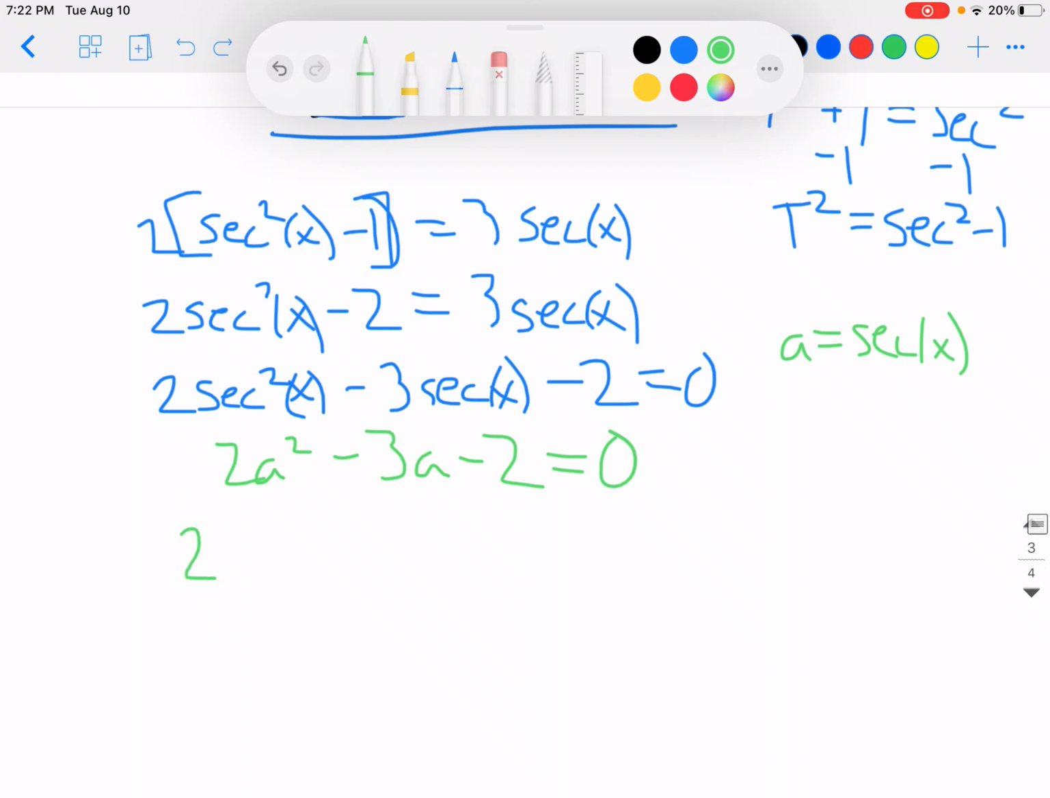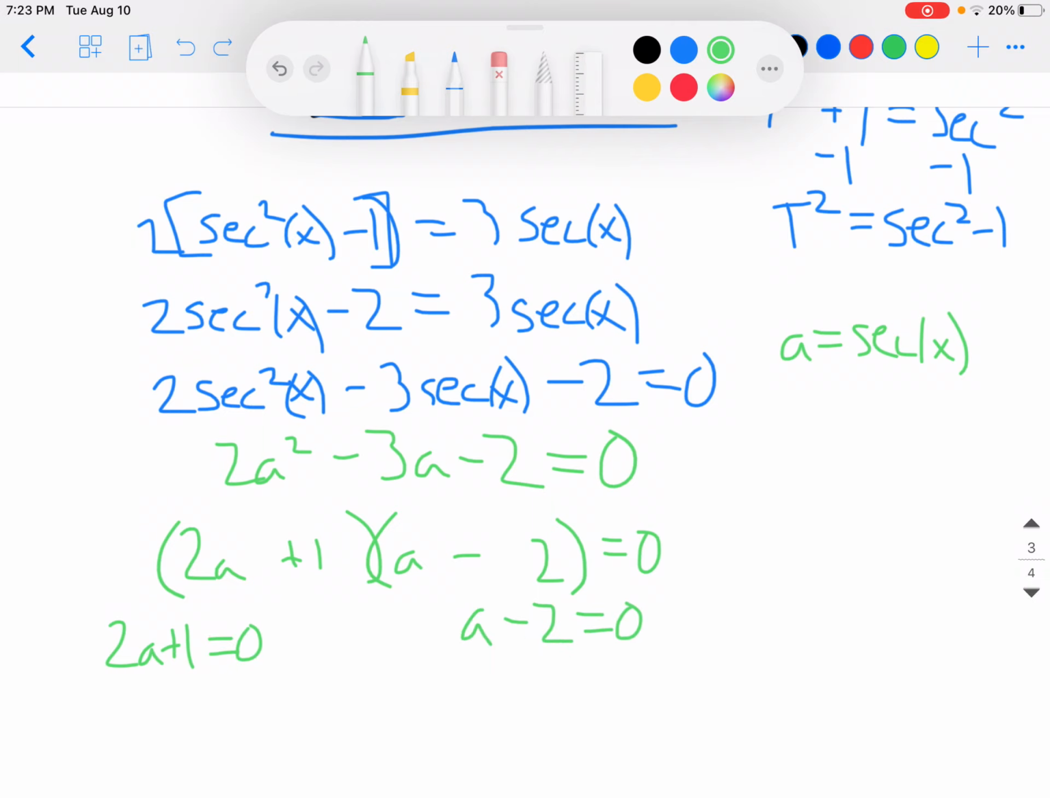So now 2a, and let's see what factors we can have here. So let's go 2a plus 1 and a minus 2 is equal to 0. Perfect. And so this means that we have 2a plus 1 equals 0 and a minus 2 equals 0.